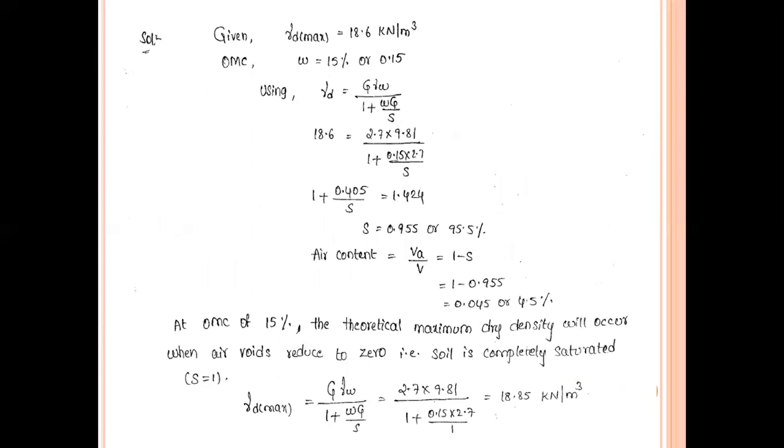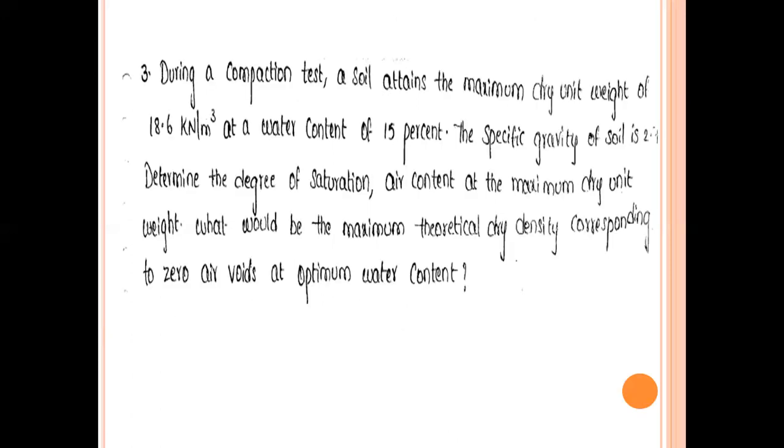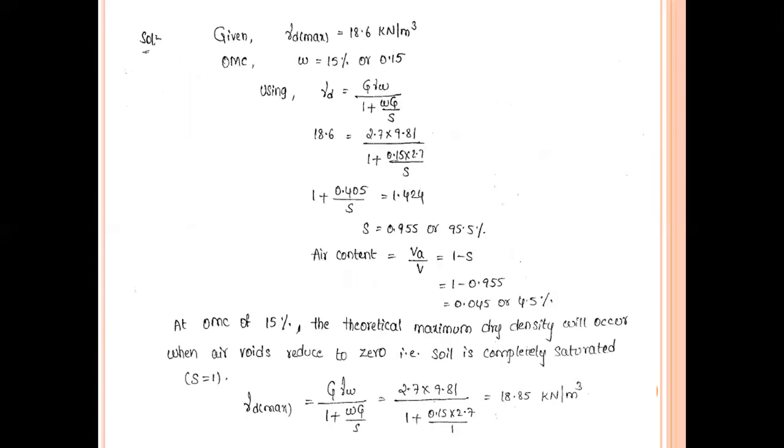So we write the given data. Here the maximum dry unit weight is 18.6. Gamma D maximum equals 18.6 kilonewton per cubic meter. And OMC, OMC means optimum moisture content, W equals 15 percent, or 0.15.